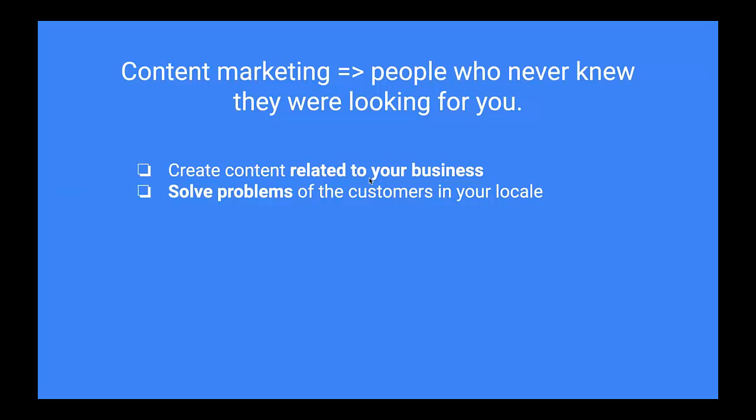Now, the two higher-level strategies here: first, you create content related to your business. For example, a hairstylist in Seattle can publish an article on how to deal with hair in a rainy climate, and somehow catch those people's attention. You can also solve problems of the customers in your area. For example, an Albany bakery can write an article about the best pastries to bring home before a snowstorm. And we get those a lot.